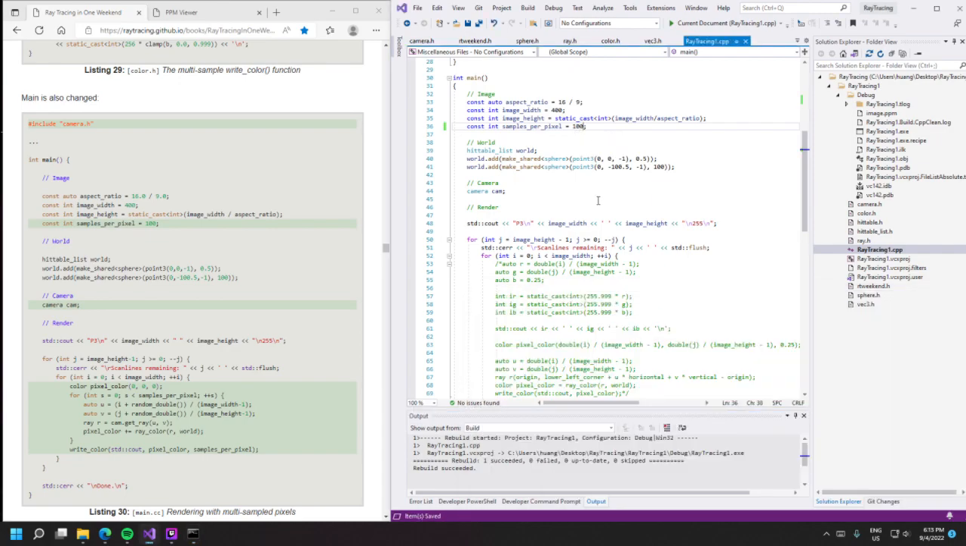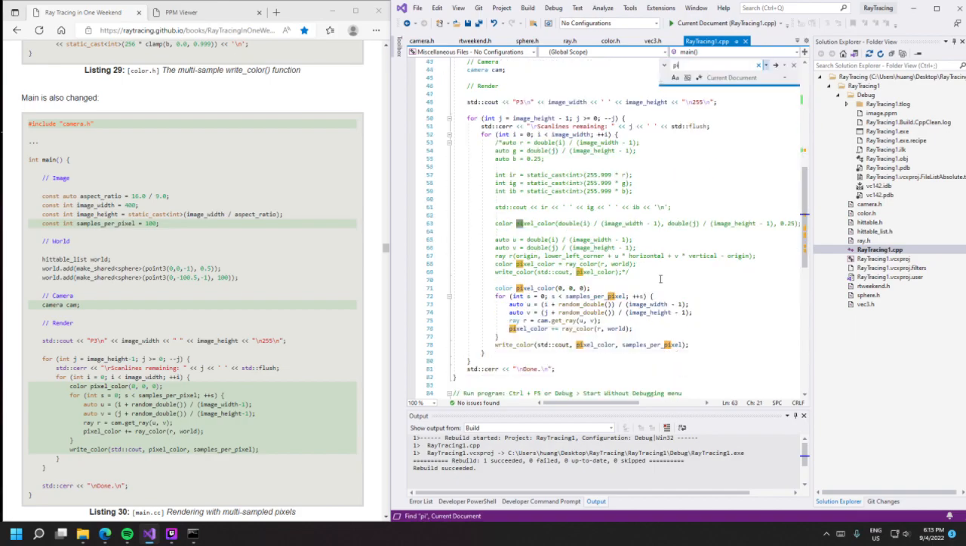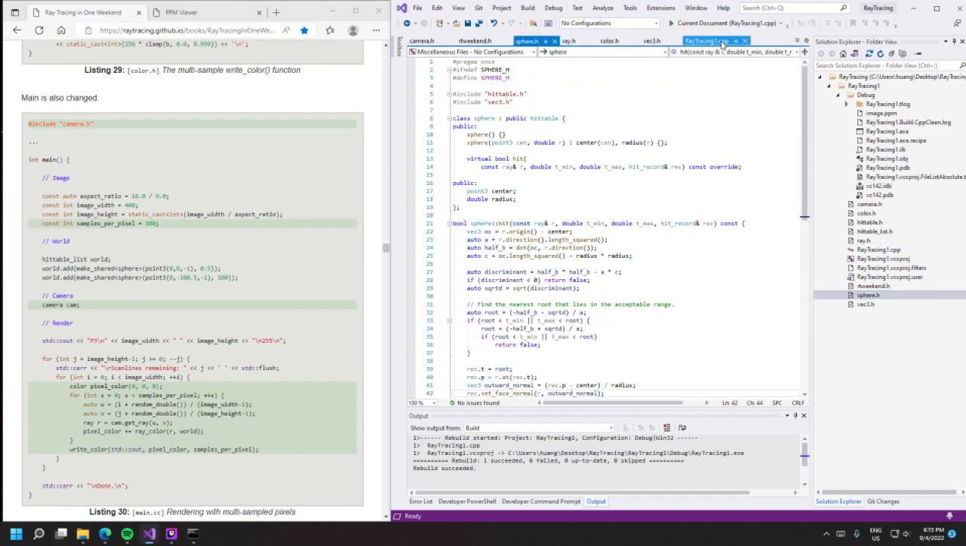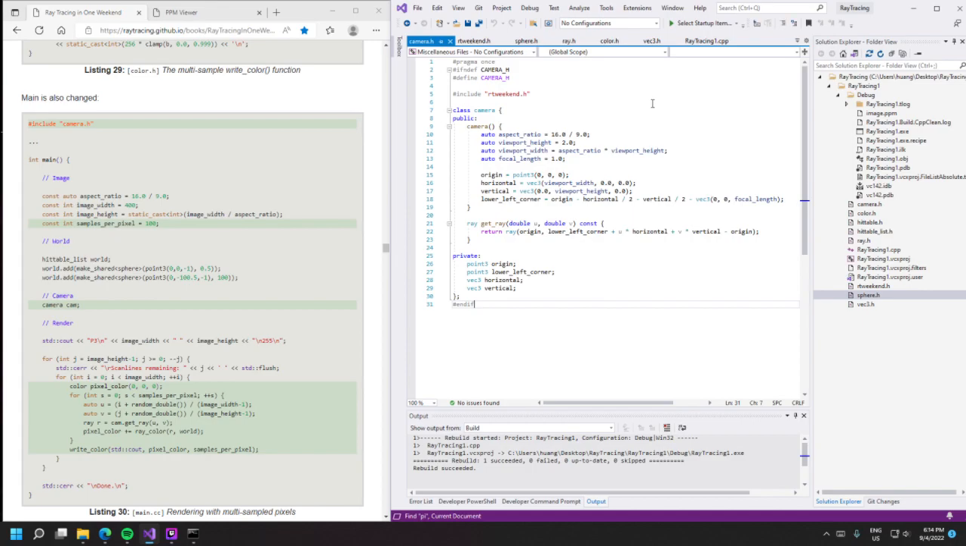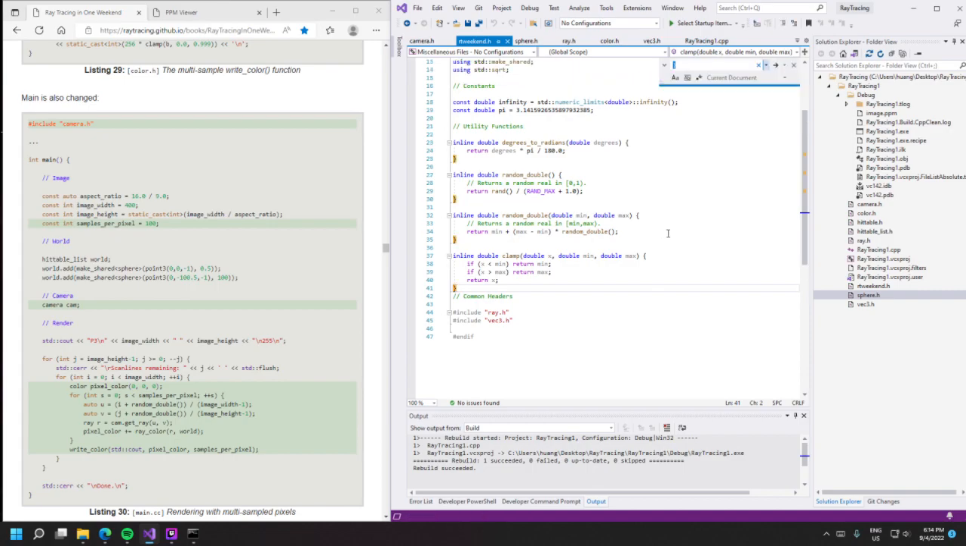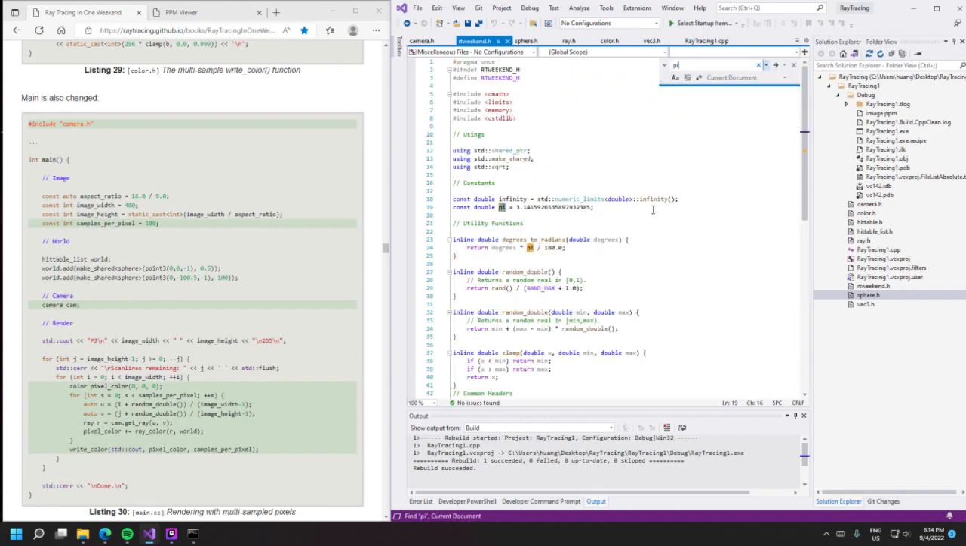If it always stops at 314, then there's probably something. I'm guessing something happened with pi actually, but I don't know. No, pi is not in this file. It's probably somewhere in the sphere. No, actually not. And this is fine. It doesn't look weird at all.